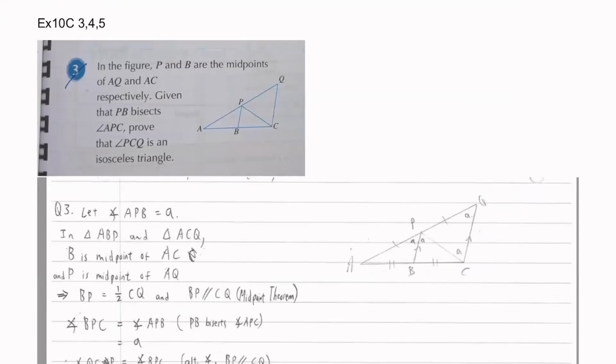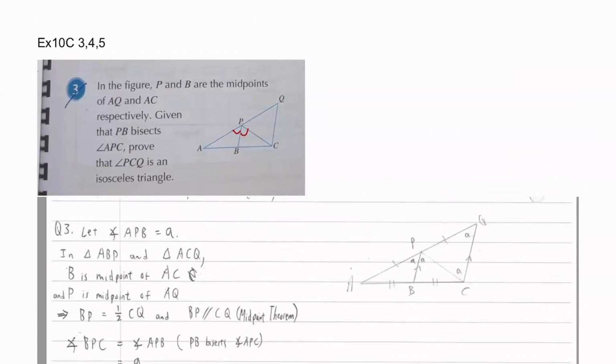Exercise 10C, question 3. Let's take a look. In the figure, P and B are midpoints of AQ and AC respectively. Given that PB bisects angle APC, that means these two angles, APB and BPC, are equal. Prove that triangle PCQ is an isosceles triangle. How? We need to think about it. We need to make use of the midpoint theorem.